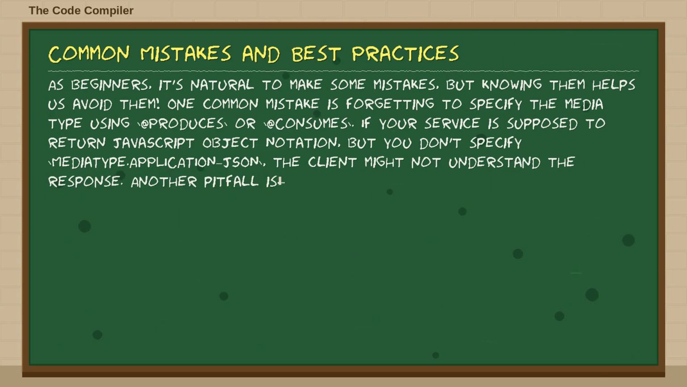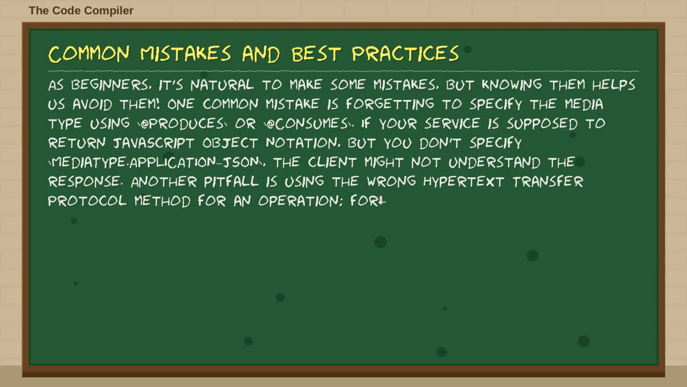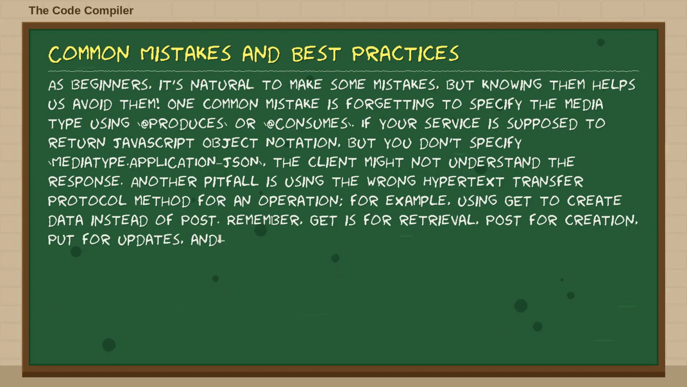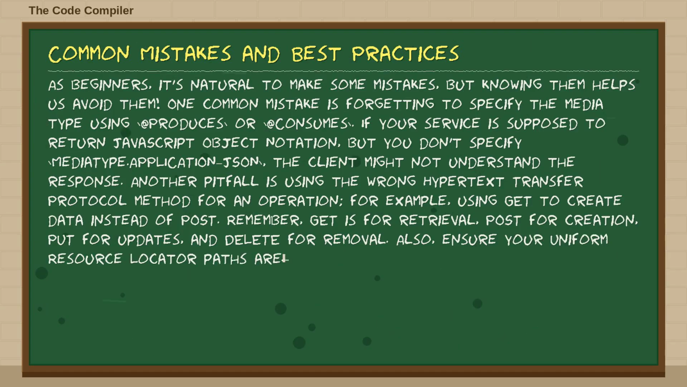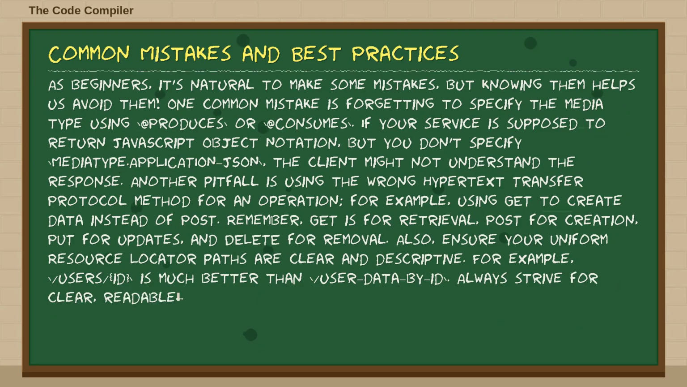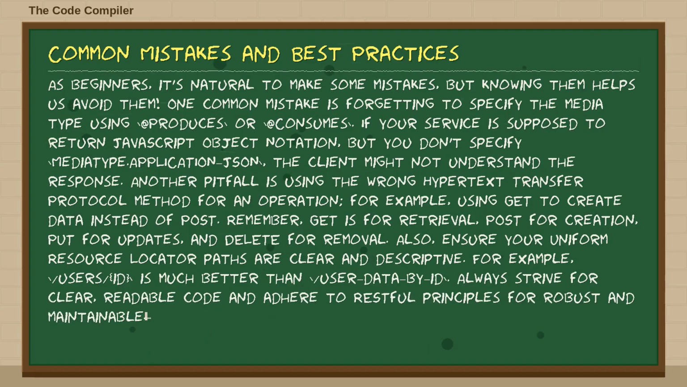Another pitfall is using the wrong hypertext transfer protocol method for an operation, for example, using GET to create data instead of POST. Remember, GET is for retrieval, POST for creation, PUT for updates, and DELETE for removal. Also, ensure your uniform resource locator paths are clear and descriptive. For example, /users/{id} is much better than /user_data_by_ID. Always strive for clear, readable code and adhere to RESTful principles for robust and maintainable services.